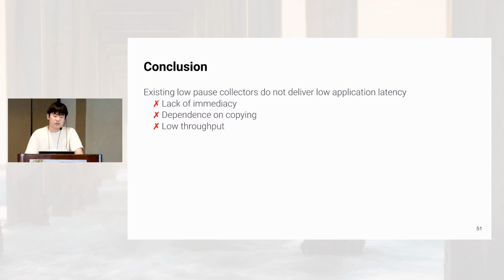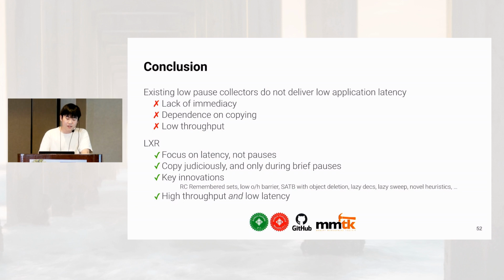Okay, so the conclusion is that first, existing low-cost collectors do not yield low latency because of the lack of immediacy, the dependence on copying, and the low throughput. And these are actually fundamental issues in the algorithms of the collectors and cannot be fixed by simply putting in extra engineering effort. And we also introduced LXR to focus on latency instead of pause time. We perform judicious stop-the-world copying, as well as other key innovations such as RC remembered sets. And we also demonstrate the ability of LXR to achieve high throughput and low latency. Yeah, thank you for your attention.